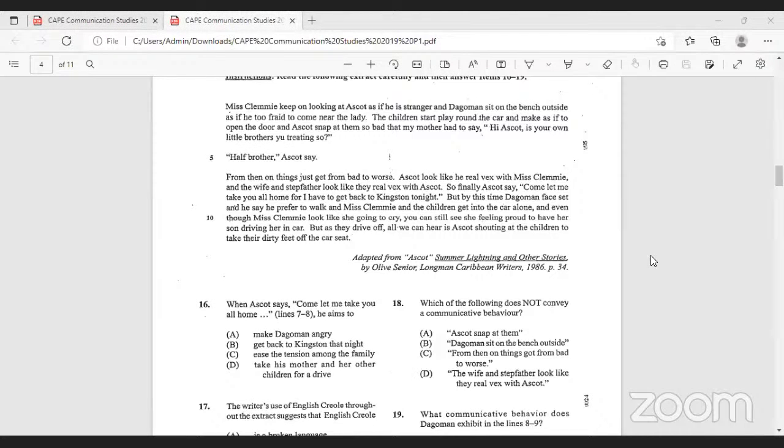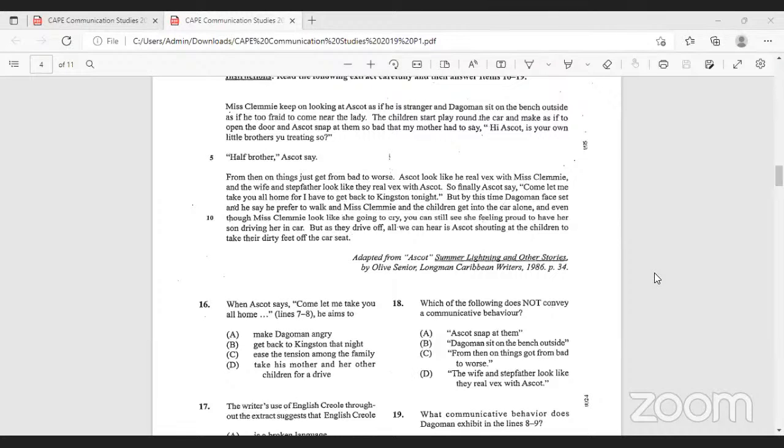16 is B, right? Get back to Kingston that night. Line 7, he said, "Come, let me take you all home, for I have to get back to Kingston." Yeah, he has to get back to Kingston. So he's just saying, come with me, basically. There's nothing else to that.